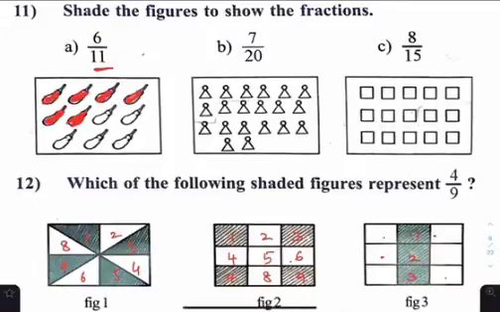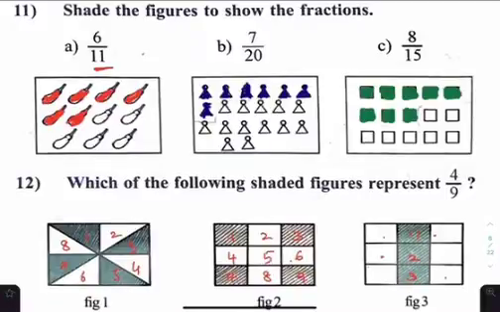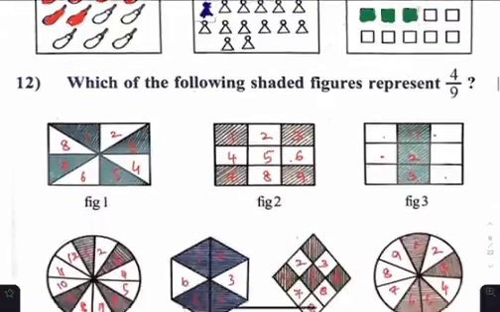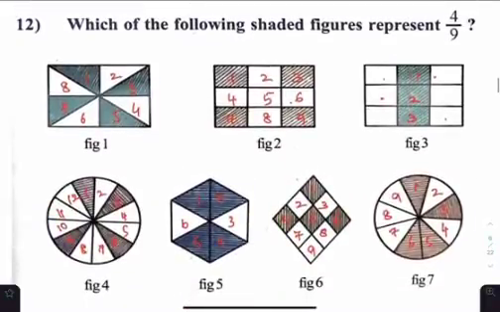Now similarly, 7 out of 20. Now for the next one, 8 by 15. 8 out of 15 needs to be shaded. So totally 8 pictures being shaded. I hope all of you have understood, children.